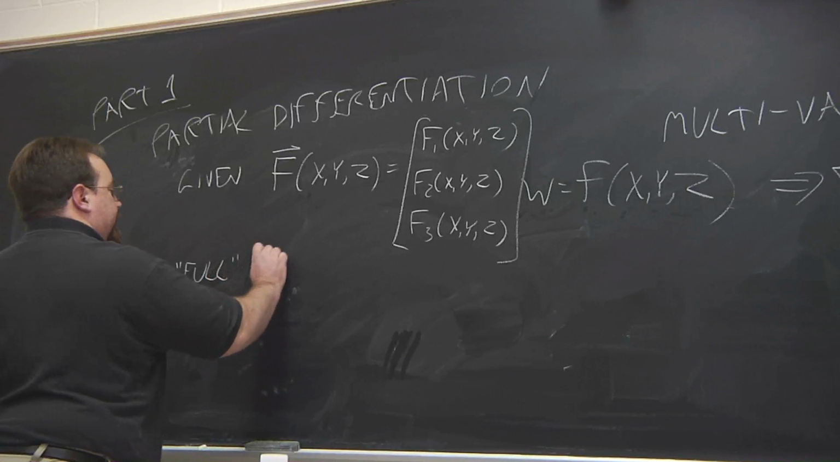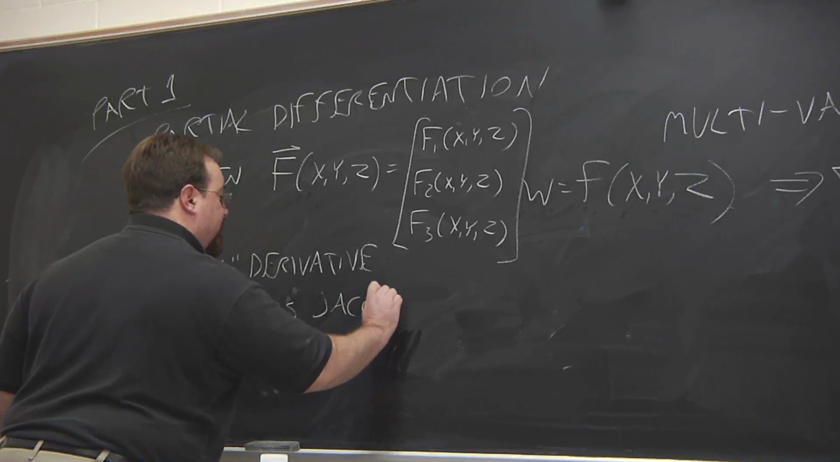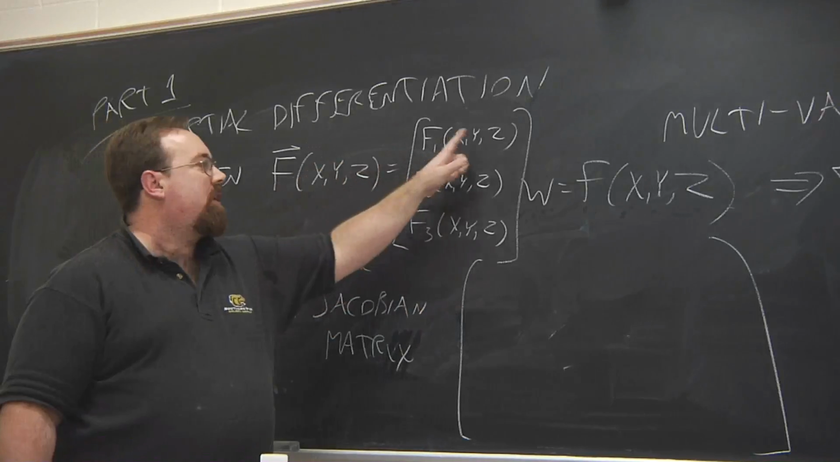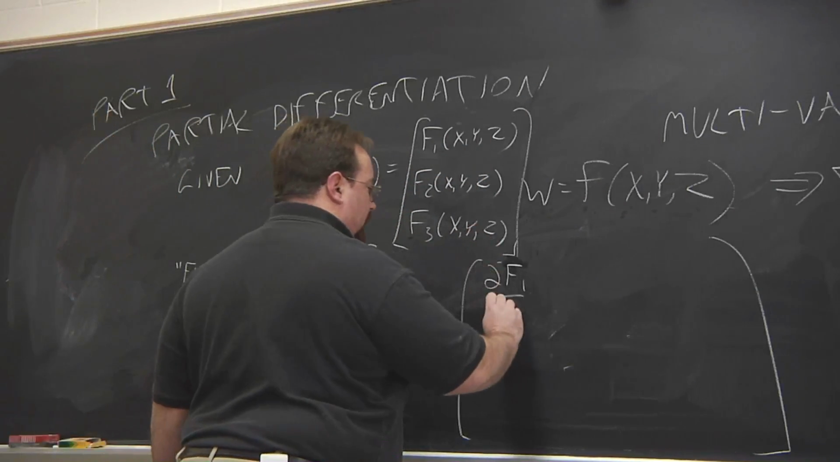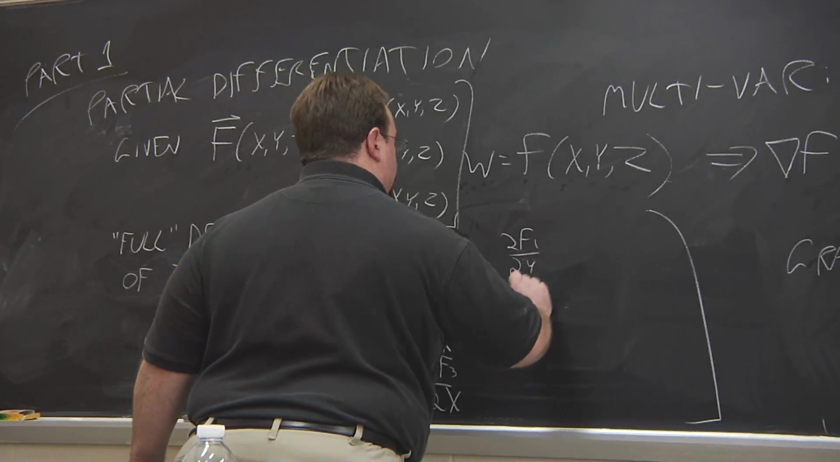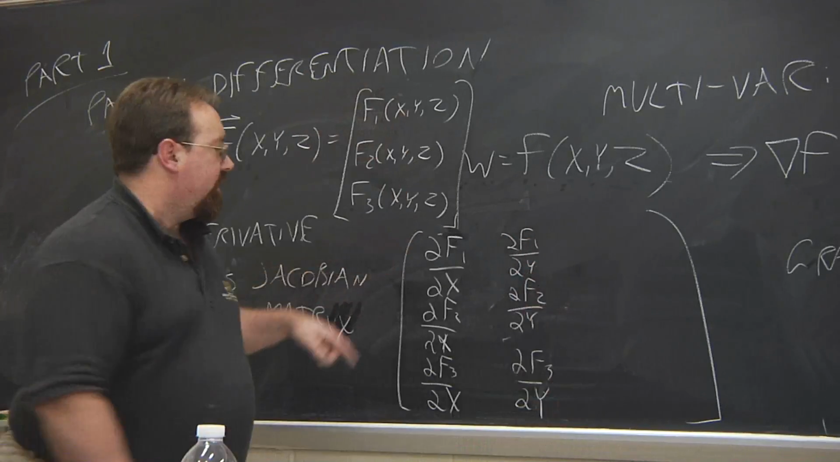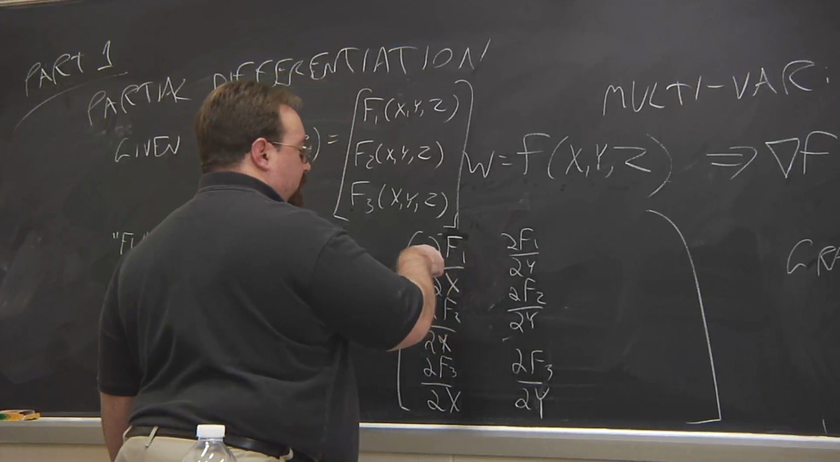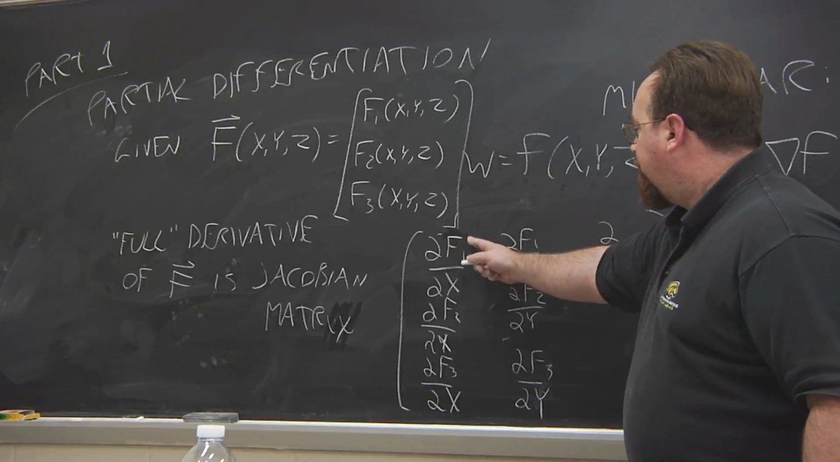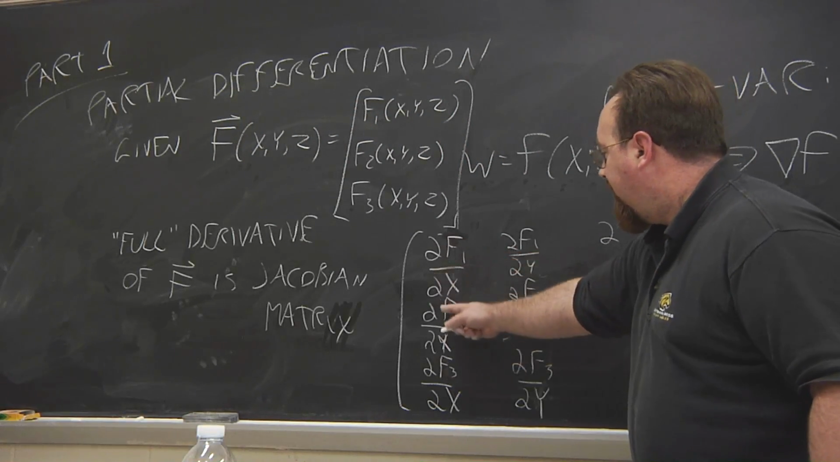The full derivative of f is called the Jacobian matrix. And what we put in this matrix are the partial derivatives with respect to all three of these variables. Down the first column, we're going to have partial derivatives with respect to x, second column with respect to y, third column with respect to z. So the columns correspond to what you're differentiating with respect to, x, y, z. The rows correspond to which component function you're acting on, f1, f2, f3.